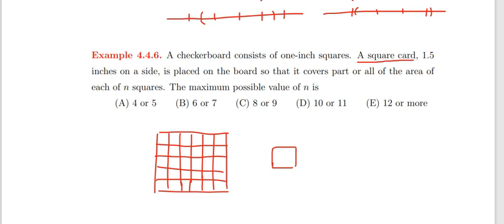So the smallest number of squares it can cover or partially cover is just like that. Let's say 1.5, like this, right? So in this case, how many squares does it touch? So n equals 4, right? But here we're talking about the maximum.